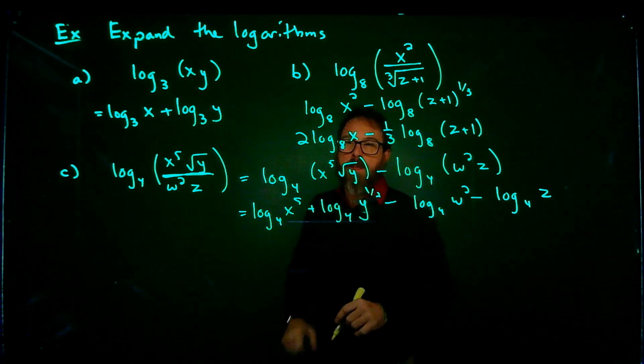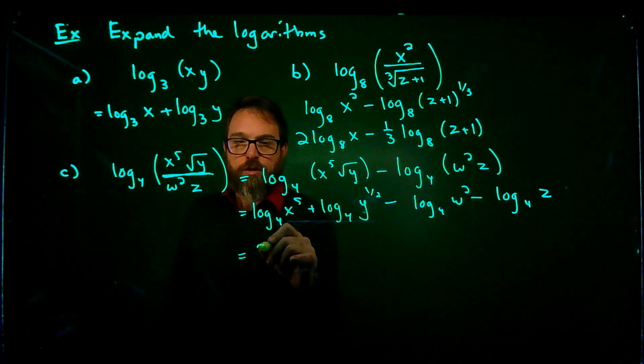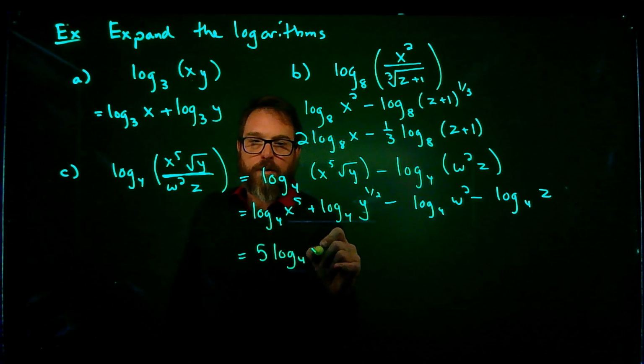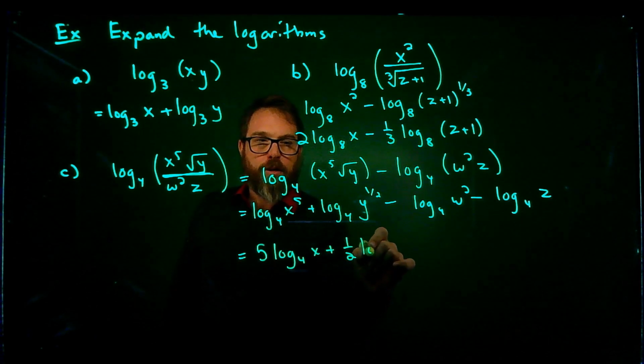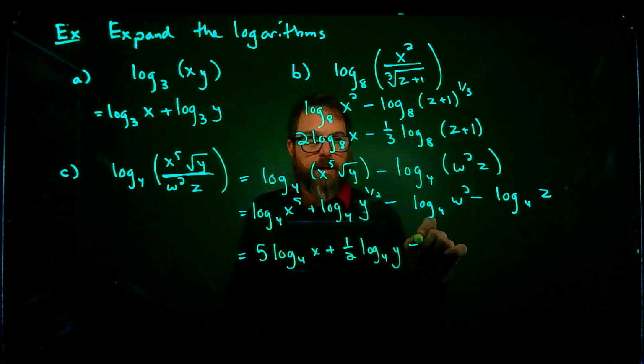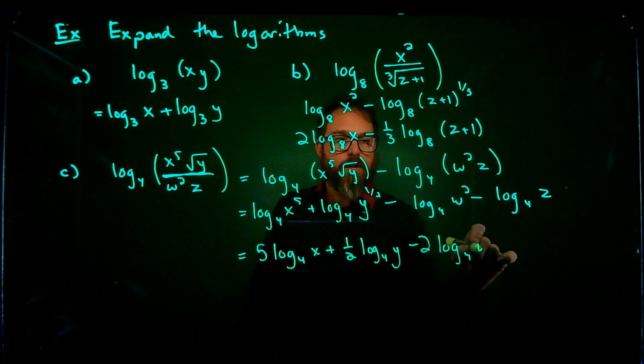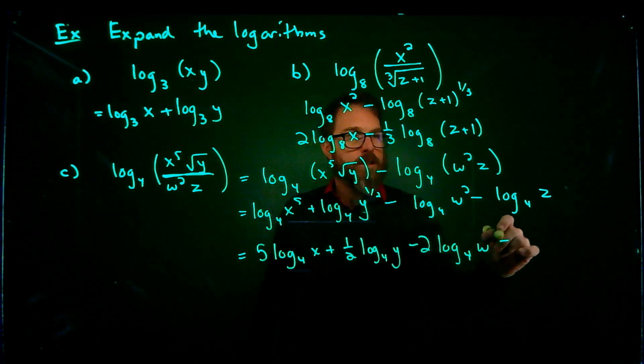Now, since this is subtracting both of these things, if I drop these parentheses, this negative will extend to that last term. And then the last step is just to put the coefficients in front. So 5 log base 4 of x plus 1/2 log base 4 of y minus 2 log base 4 of w, and then finally minus the log base 4 of z.